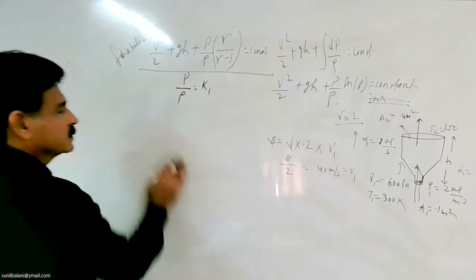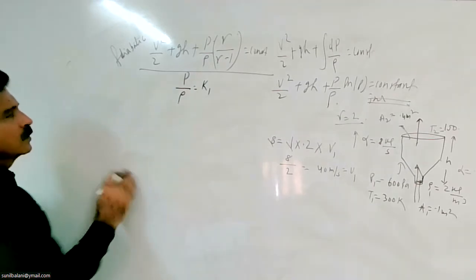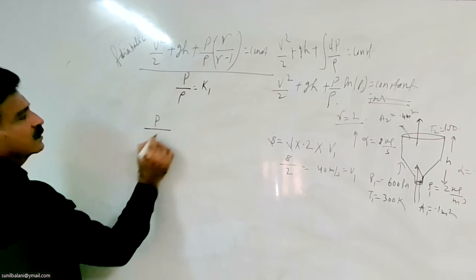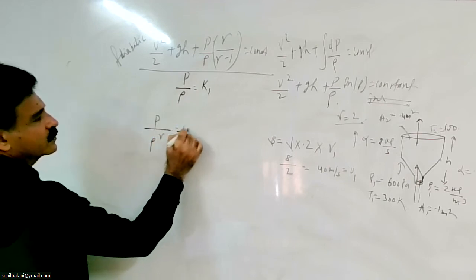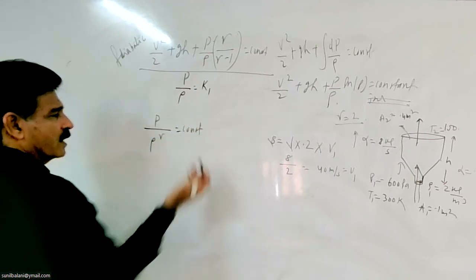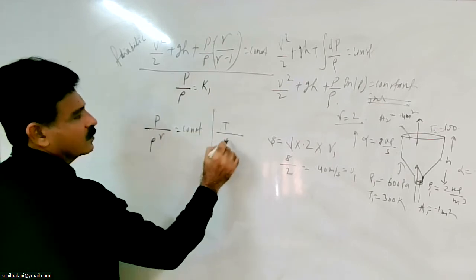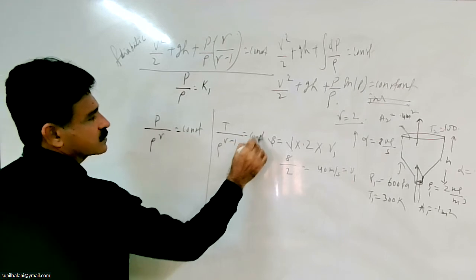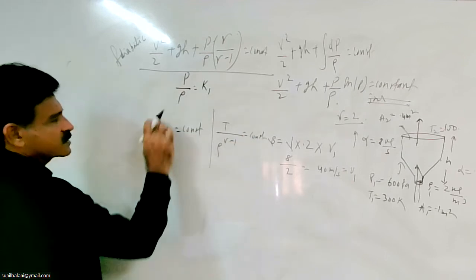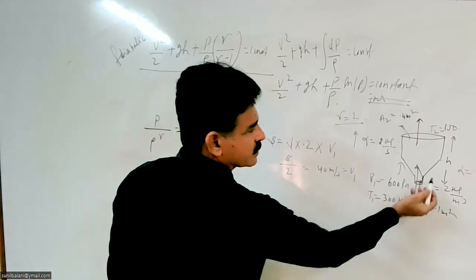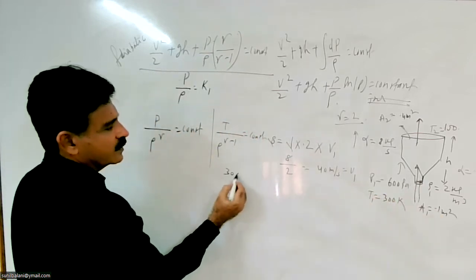The process is adiabatic. So for adiabatic, you have two equations. One is P V to the power gamma, that is P rho to the power gamma is equal to a constant, and then you will have it in T form, that is T rho^(gamma minus 1) is equal to constant. So let us use them simply. First, because temperatures are known at both the ends, we can use it. Temperature here is given to you as 300.